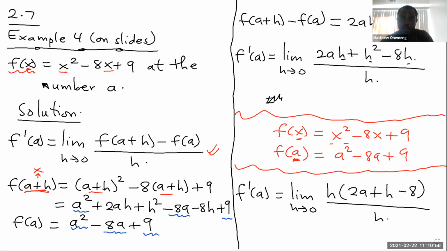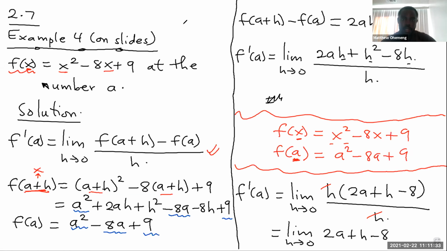Okay. So then at this step, you can cancel out h like so. And then you just have this equal to the limit as h approaches 0 of 2a plus h minus 8. Please, any questions up to this point? Okay. Now, does anybody need time here? Okay, then let me move on.